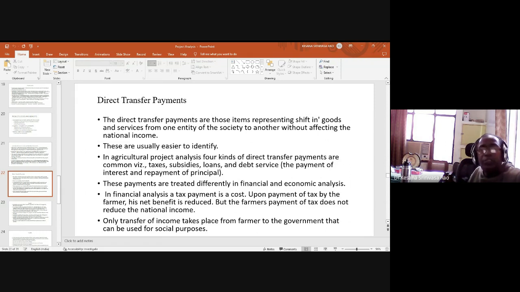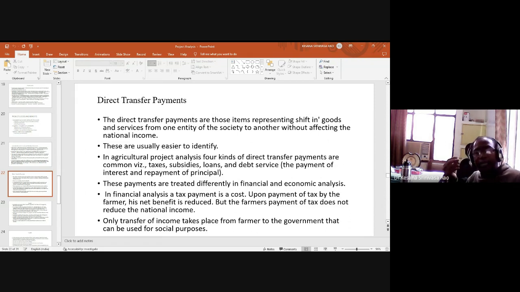These are usually easier to identify. In agriculture project analysis, four kinds of direct transfer payments are common: taxes, subsidies, loans, and debt service. The payments are treated differently in financial and economic analysis. In financial analysis, a tax payment is a cost.